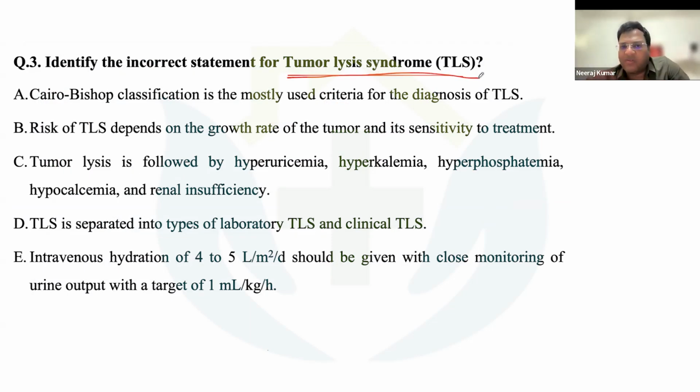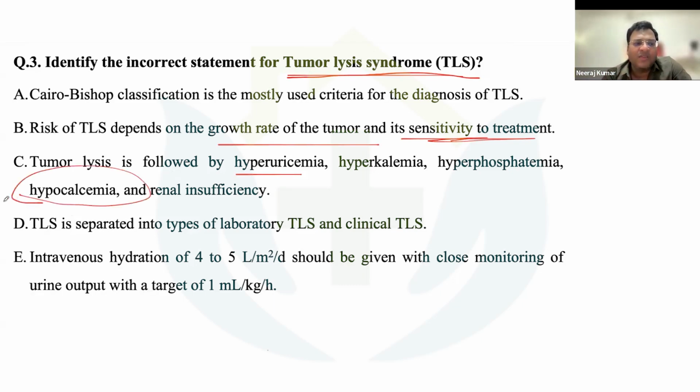The Cairo-Bishop classification is the most important diagnostic criteria for TLS, yes or no? Second, the risk for TLS always depends on the growth rate of the tumor and its sensitivity to the treatment. And tumor lysis syndrome is always followed by hyperuricemia, then hyperkalemia, hyperphosphatemia, hypocalcemia, and renal insufficiency. Many other times they give hypercalcemia as an option. So hypocalcemia is there, hyperuricemia is there, hyperkalemia is there.